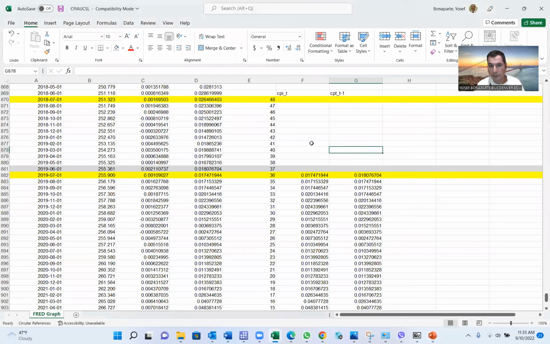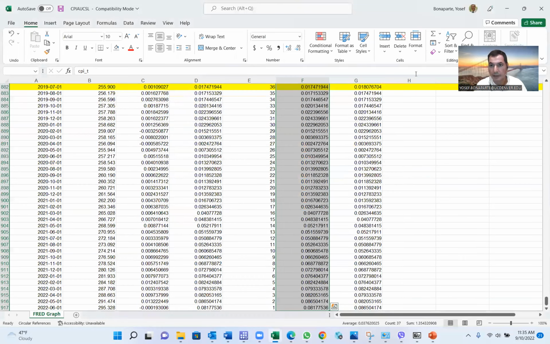Boom, we're almost done. We just need to regress this with that. I need those for the regression, so to make it simple I need to put them here. Good. So this is my y, and the other one is my x.